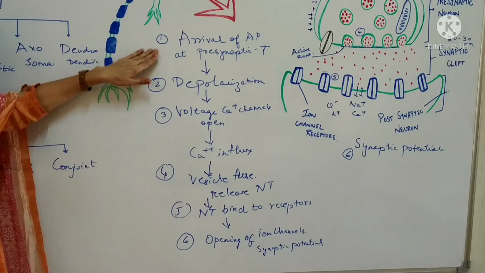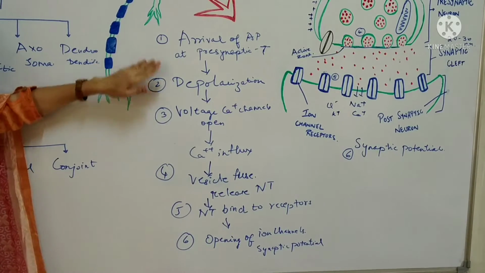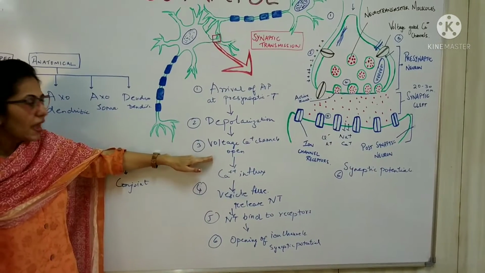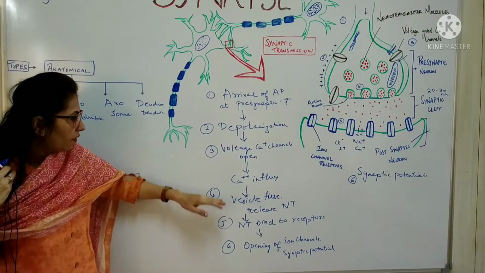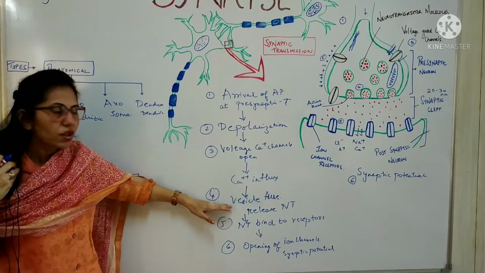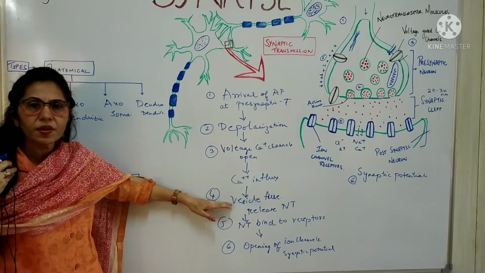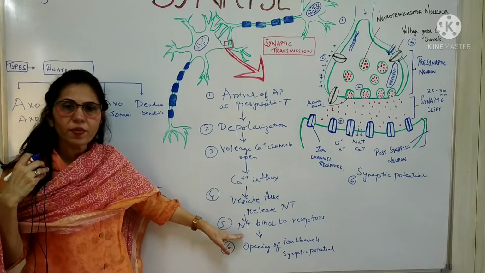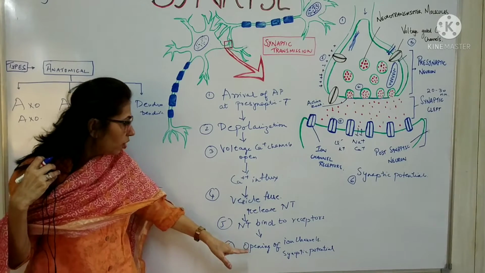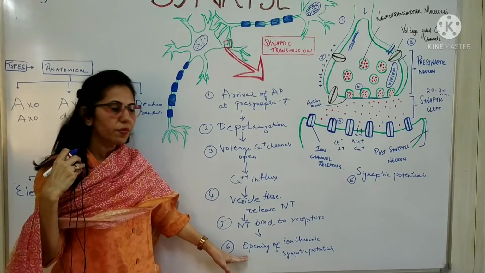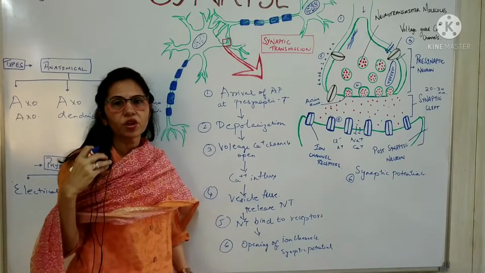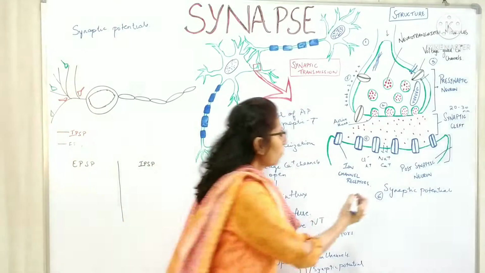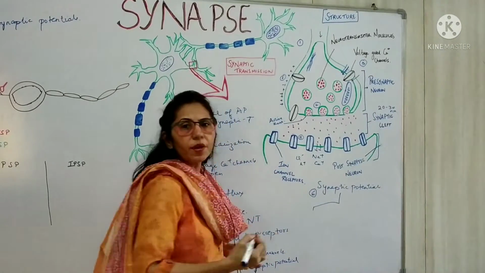So those are the steps: arrival of the action potential at the presynaptic terminal, depolarization of the presynaptic membrane, opening of voltage gated calcium channels causing calcium influx. The calcium in turn causes fusion of vesicles in the presynaptic membrane and release of neurotransmitter in the synaptic cleft. The neurotransmitter binds to the receptors on the postsynaptic membrane, opening of ion channels on the postsynaptic membrane, and development of synaptic potential. Now after seeing the steps of synaptic transmission, now we will talk about the synaptic potentials.